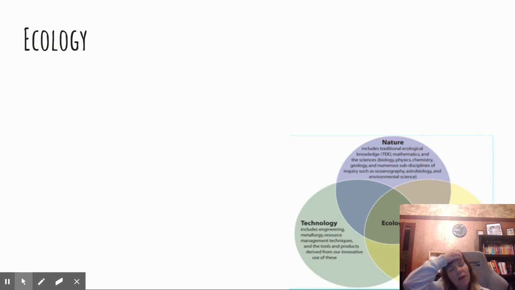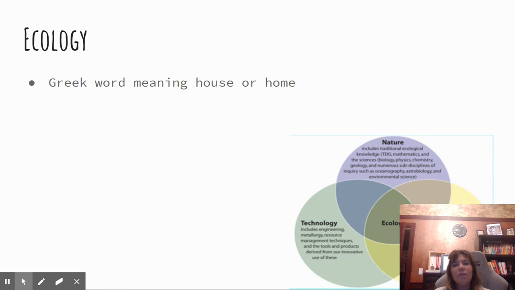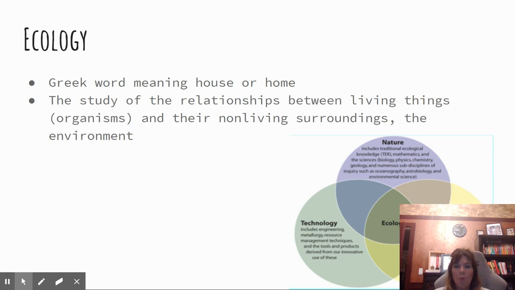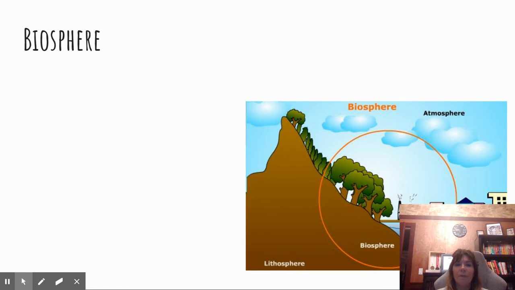So let's start off with the big idea of ecology and what we're studying in this unit. Ecology comes from the Greek word meaning house or home. It really just means the study of all the relationships between all the living things we see, so organisms, and all their non-living things, the environment. When we talk in this unit, we're going to use a lot of vocabulary, so let's be very cognizant about the words we're using. When I say living things, I'm going to use the word biotic. And when I say non-living things, I'm going to use the word abiotic.